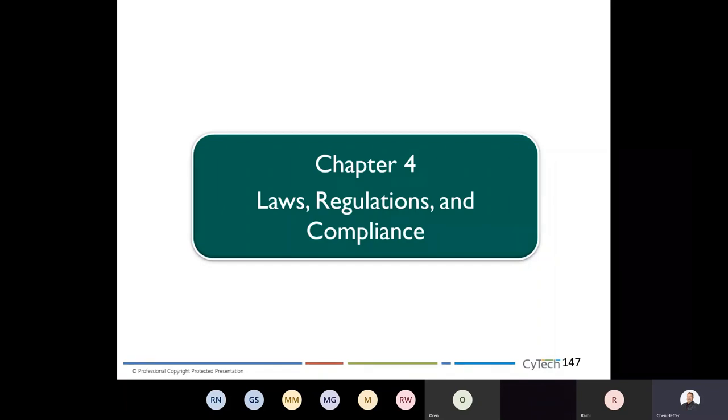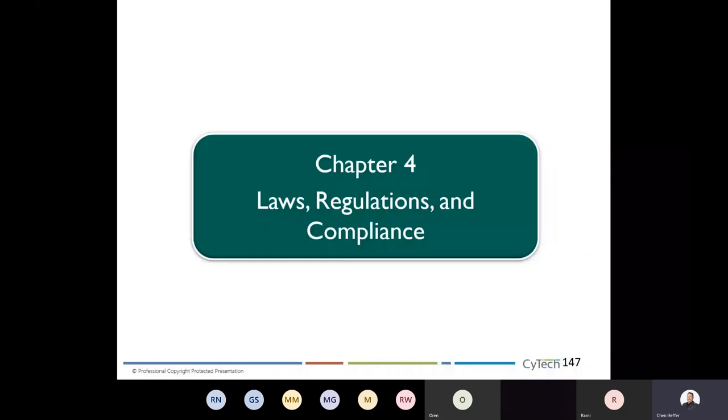Last chapter for domain one. We're almost done with domain one. The last chapter is about laws, regulations, and compliance. If you remember when we started this bootcamp, we talked about governance, and the word governance basically means how we operate in our organization. Security governance is the book of law or book of rules on security inside the organization.